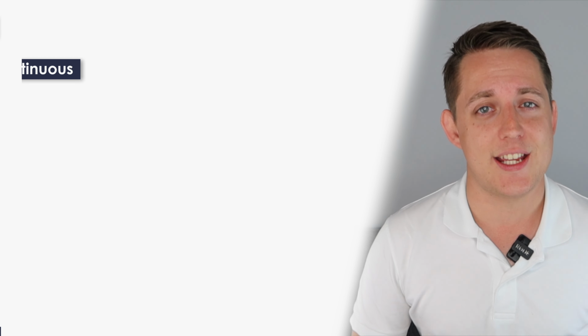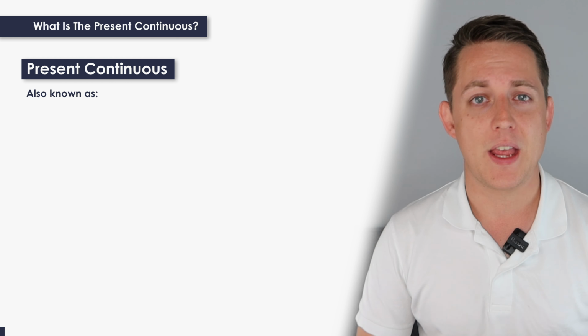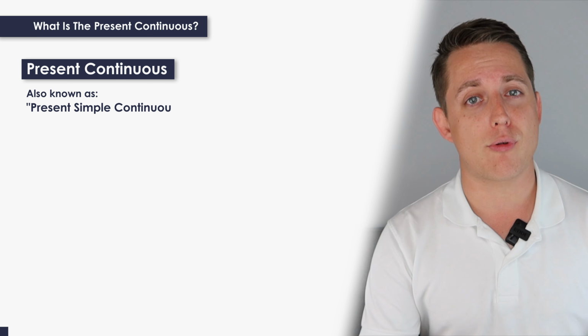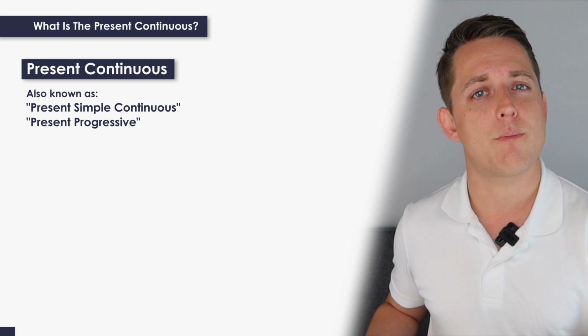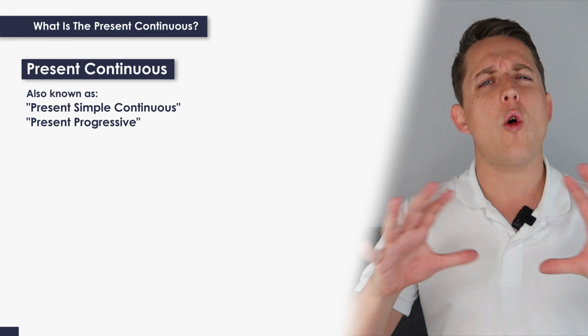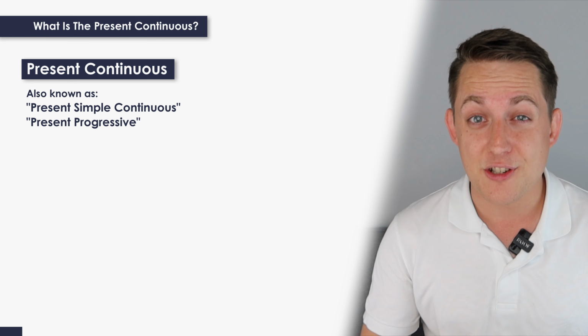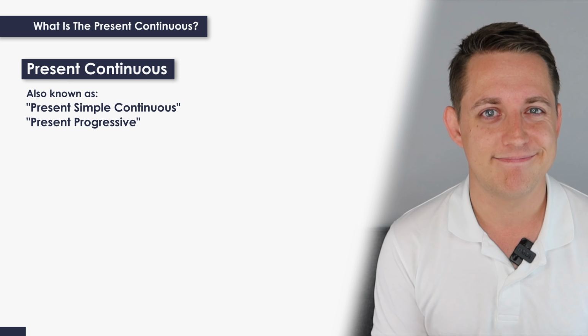The present continuous has a few names. Some people call it the present simple continuous. Others call it the present progressive. They are all the same thing. It just has a few different names.